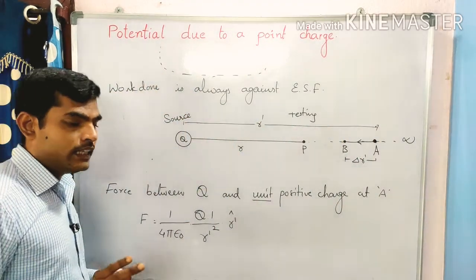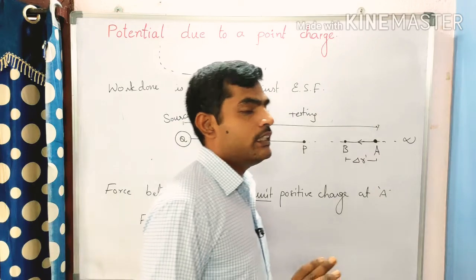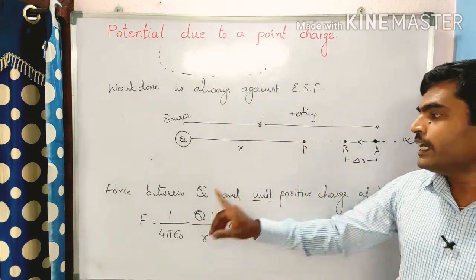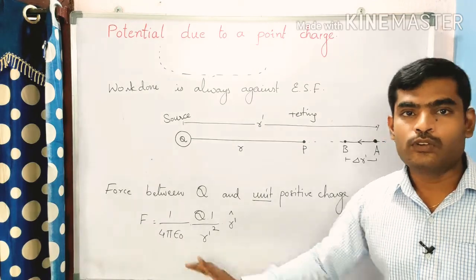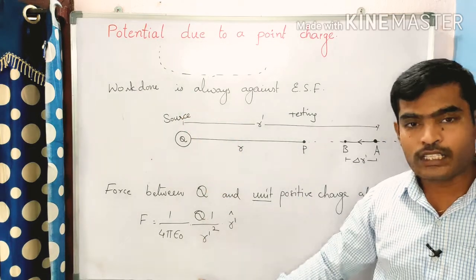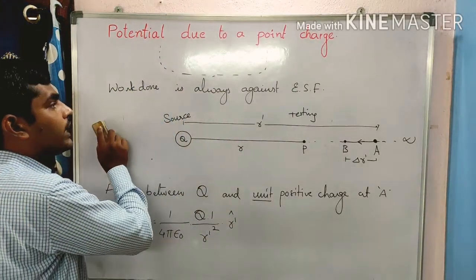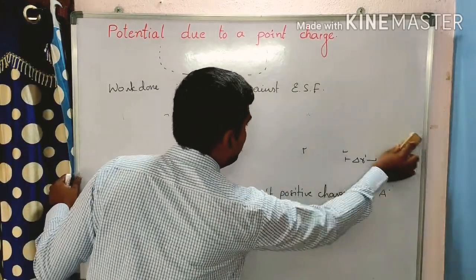So what is changing here? Only the direction changes, but the magnitude will not change. The magnitude of the work done is equal to the magnitude of the force. That's why I am writing that the work done is always against the electrostatic force.